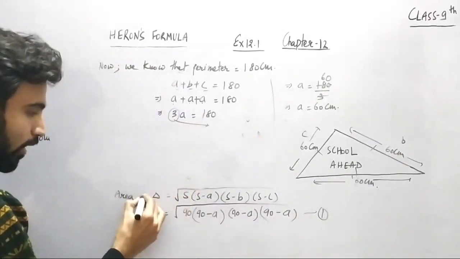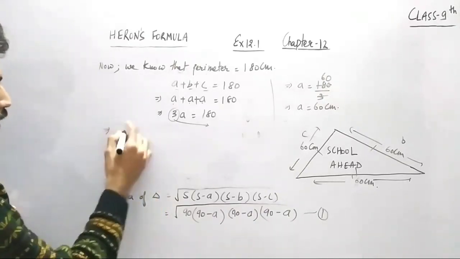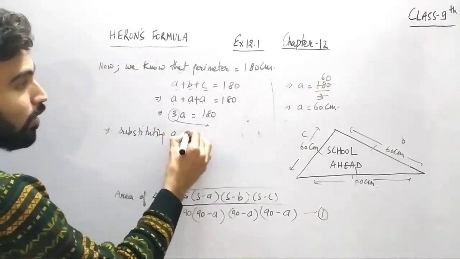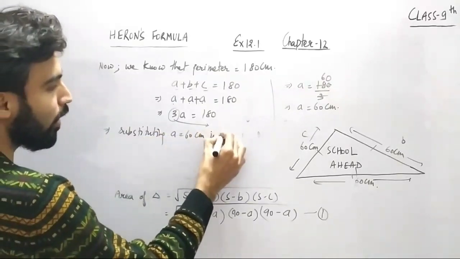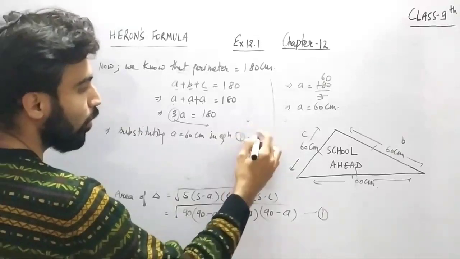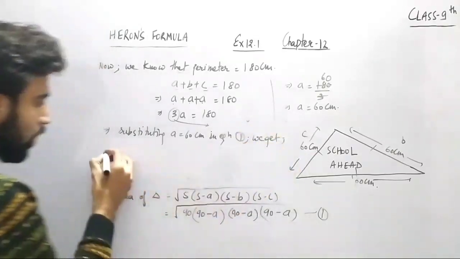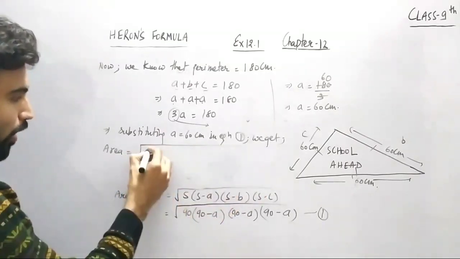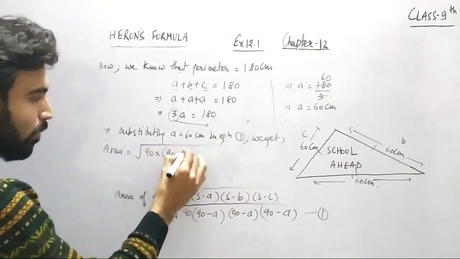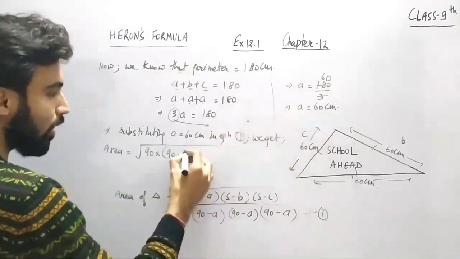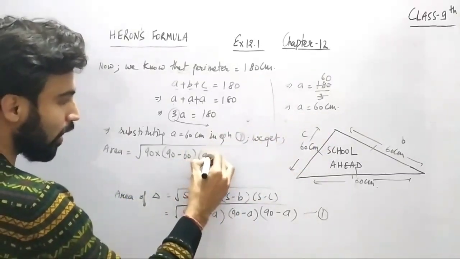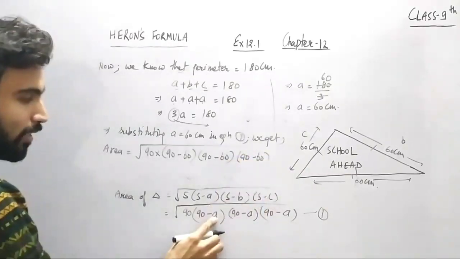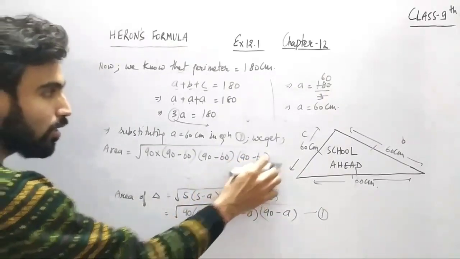Let me just write that again. Now this implies, you can see, substituting a equal to 60 centimeter in equation number first, then we get, so here the area will become, you can see in the square root, 90 as it is, then 90 minus a. The value of a we had finalized as 60, so here also you can see 90 minus 60, then again 90 minus 60. So here you can see what I substituted in place of a, 60.